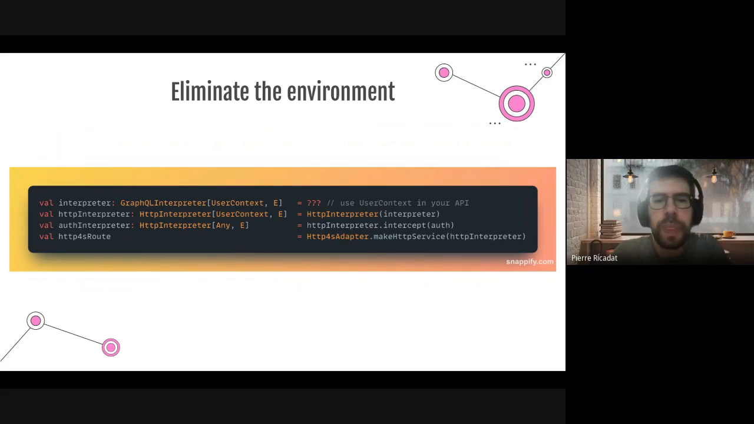Not relevant here. Then you change your GraphQL interpreter into an HTTP interpreter. That's the Tapir one that I mentioned before. So you still have this HTTP interpreter of user context. And then you can call HTTP interpreter dot intercept and pass your auth interceptor. What changes here is that now the return type is an HTTP interpreter of any. That means that you no longer have that user context requirement in your interpreter. You no longer need to provide a user context to run your API, because it's being provided by the authentication interceptor that we saw before.